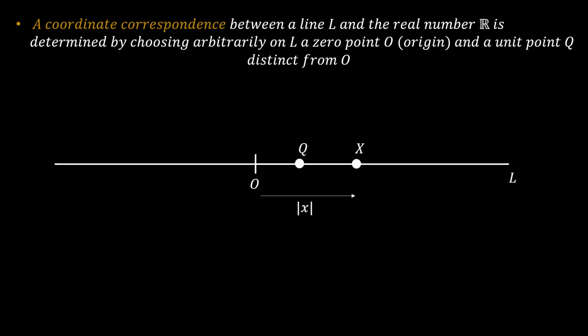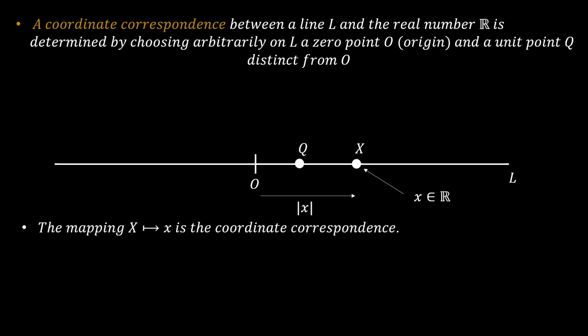And if that point X is of distance, magnitude of X, and it's important to have this magnitude symbol because this X could be negative or positive. So that point is going to be associated to the real number X here, which is obviously a real number. Now this X could be positive, it's on the right hand side of the origin, or it could be negative, it's on the left hand side of the origin. And so this X is going to be the magnitude of X times the unit point, or the unit distance from O. Right? Now the mapping from the point X on the line to the real number X is what we call coordinate correspondence.